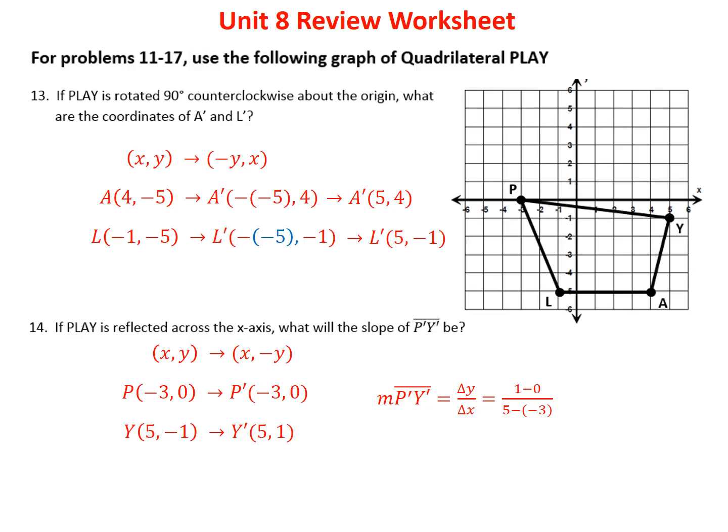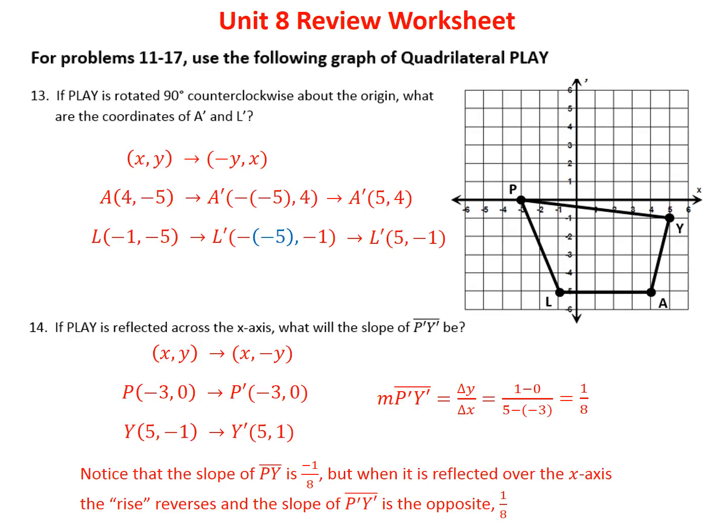Remember that the slope is simply the change in y, the rise, over the change in x, the run, or another way of saying it, y2 minus y1 over x2 minus x1. So in this case, y2 minus y1 is 1 minus 0, and x2 minus x1 is 5 minus minus 3. Don't forget that subtracting a negative becomes adding the opposite, so it becomes 5 plus 3. So our answer is 1 over 8. The interesting thing is that the original one was minus 1/8. When I reflect it over the x-axis, it becomes the opposite, or 1/8. Not perpendicular, just the opposite.